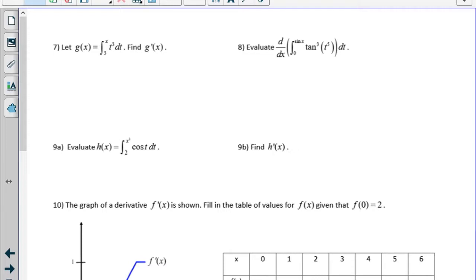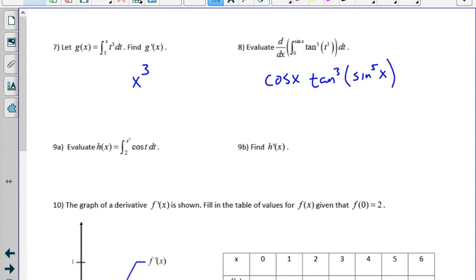7, 8, 9a, and 9b. Let g of x equal the integral from 3 to x of t cubed dt, find g prime. So that's just the derivative of the integral, which again is the function. This is the fundamental theorem of calculus, that is x to the third. Number 8, this is once again the fundamental theorem of calculus. So we have tangent cubed of sine to the 5th of x, and then we take the derivative of sine of x, which is cosine of x, and we do the chain rule, and that's pretty much all we got there.